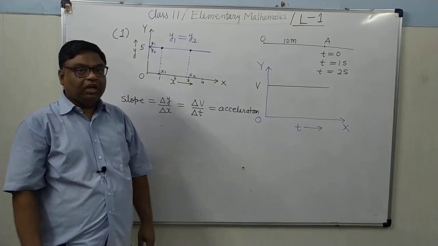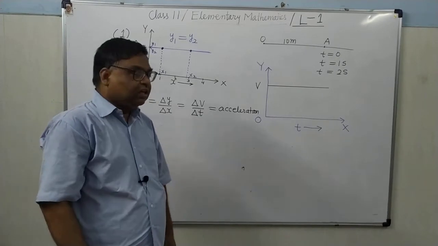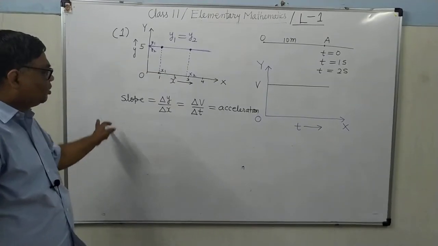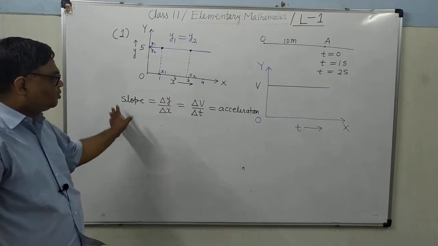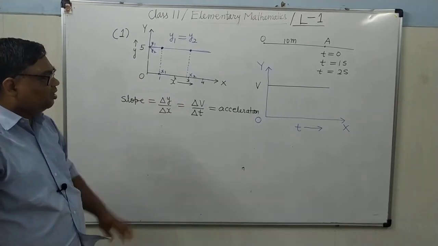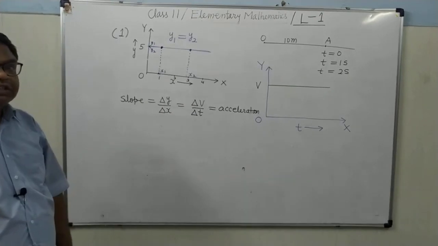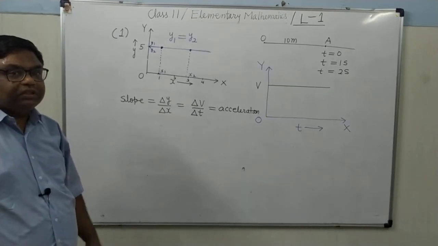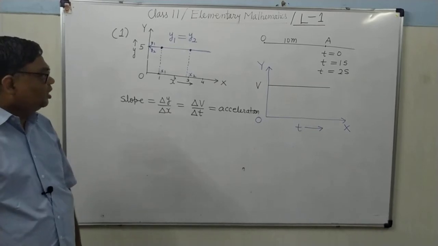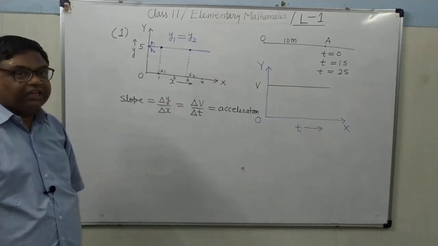There is no acceleration. Is it clear? And why is there no acceleration? Because the slope is 0. Is it clear? So this means that in a displacement-time graph, slope means velocity. In a velocity-time graph, slope means acceleration. Is it clear? So this is about the constant relation.